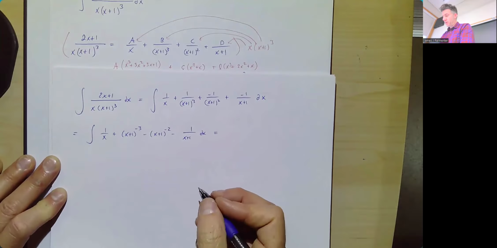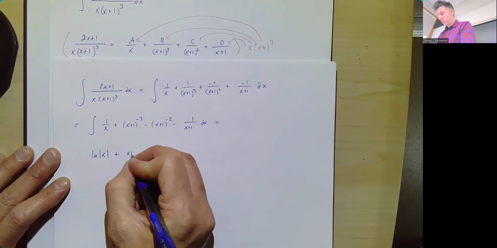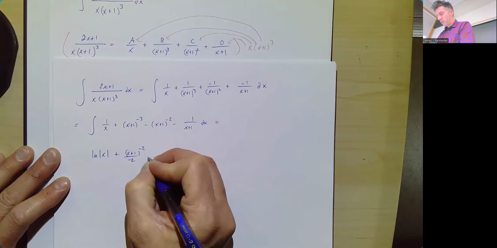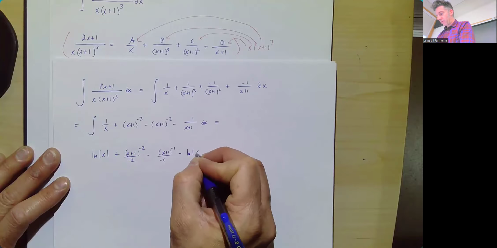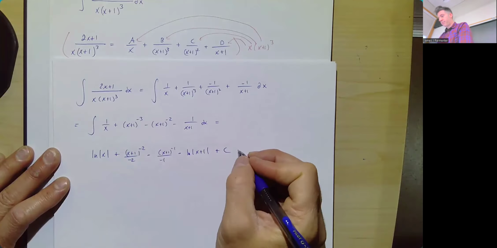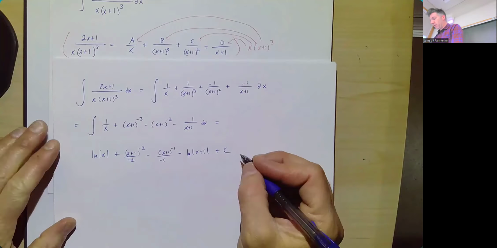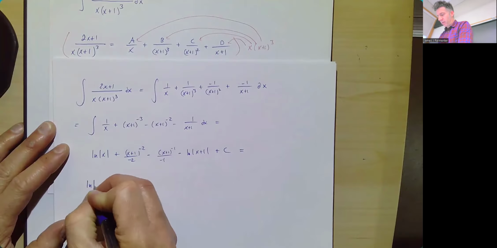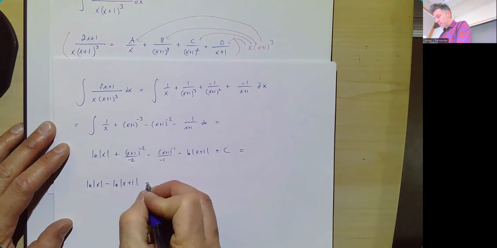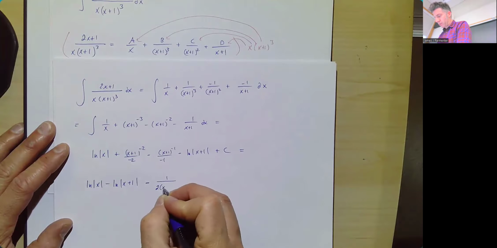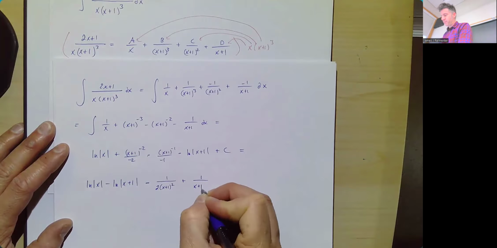And then we're going to integrate, and we're going to get the natural log of the absolute value of x plus (x plus 1) to the -2 over -2 minus (x plus 1) to the -1 over -1 minus the natural log of the absolute value of x plus 1. If I was taking a test, I'd leave it like that. If I was trying to make it look pretty, I would rewrite it as the natural log of the absolute value of x minus the natural log of the absolute value of x plus 1 minus 1 over 2 times (x plus 1) squared, minus a minus is plus, 1 over x plus 1 plus c.